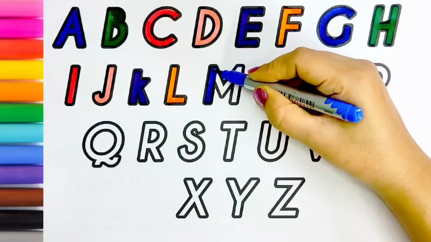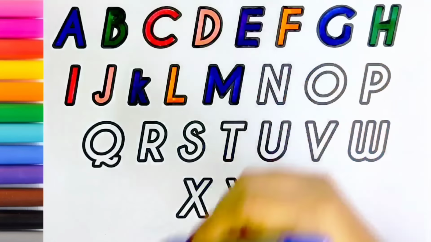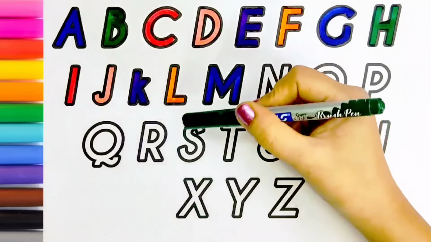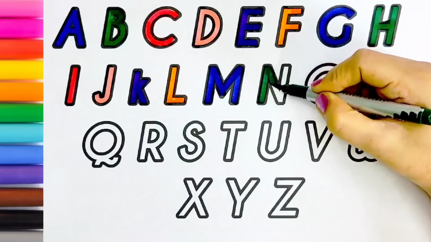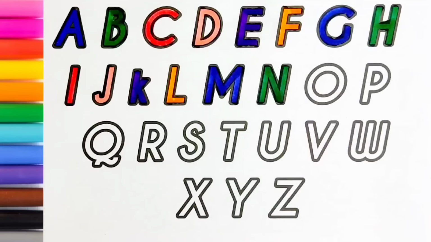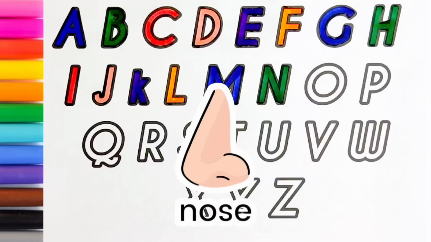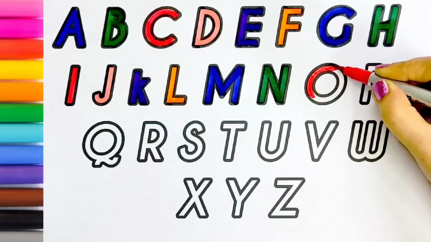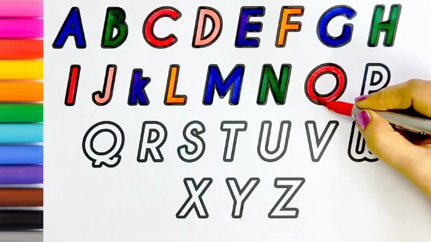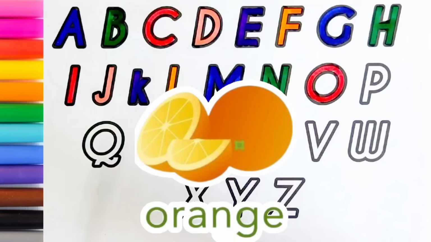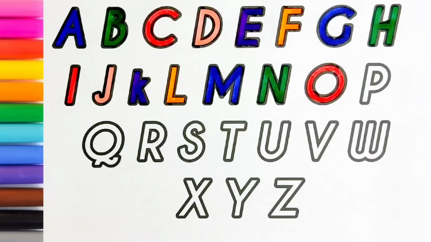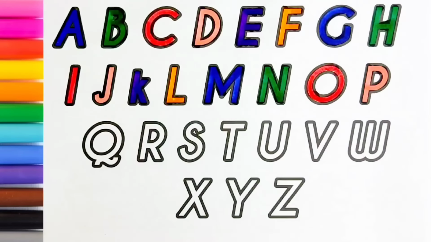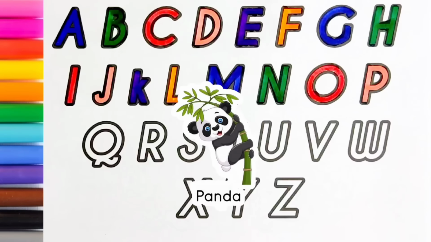Blue color. M. M for mouse. Dark green color. N. N for nose. Red color. O. O for orange. Pink color. P. P for panda.